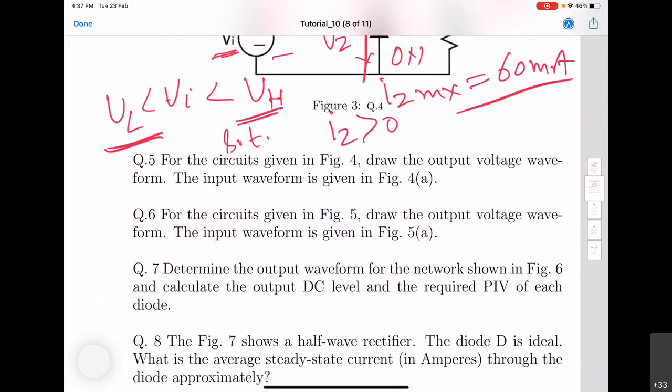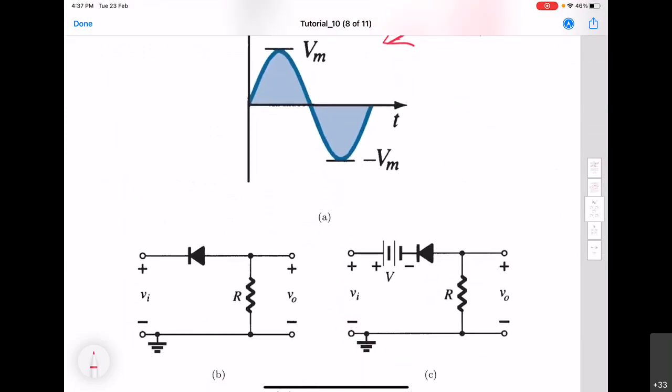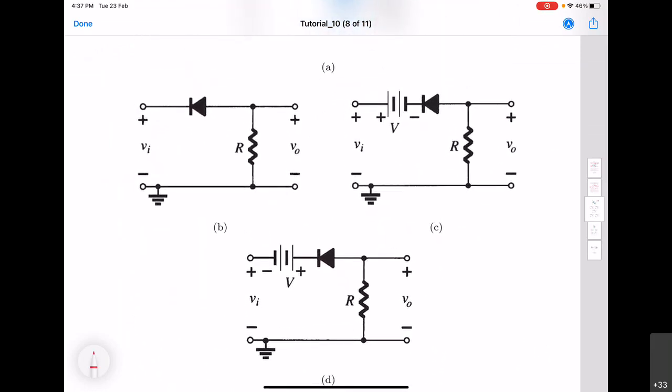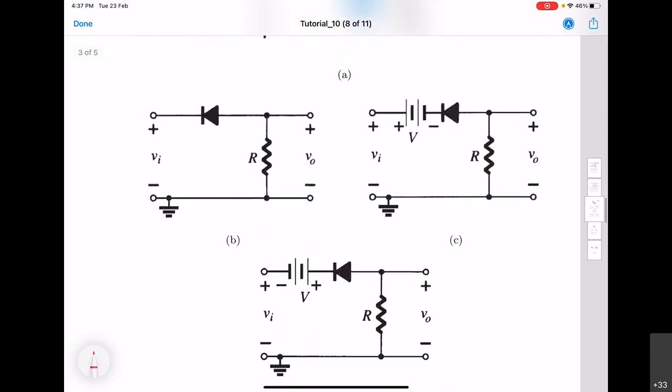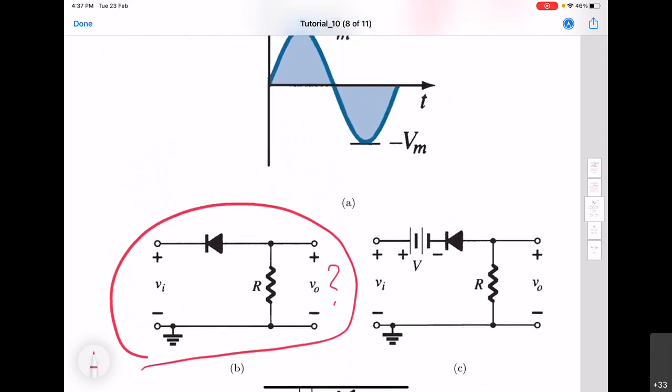So now we are going to solve this question number 5. So there are circuits given in figure 4, and we have to find out the output waveform, and the input waveform is given in 4a. So this is the input waveform to each of these following circuits, and in this circuit we have to find out what will be the output waveform. So first let us try to solve this one. So what will be this output? Input is already given here.